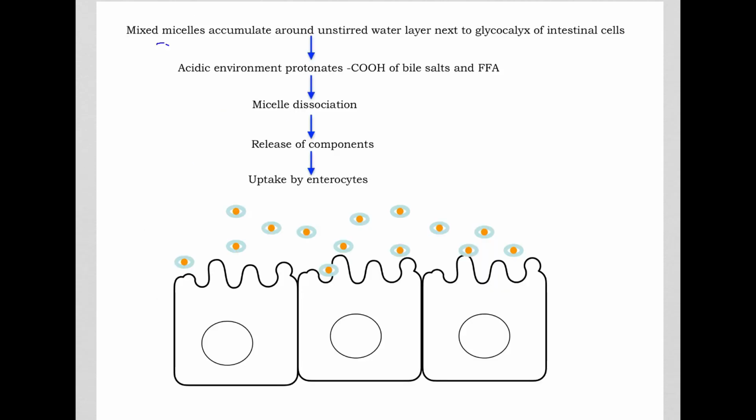So these mixed micelles will now start accumulating around the glycocalyx. Just close to the glycocalyx, there is a water layer that is attached to the glycocalyx. This is an unstirred water layer, so there is not much movement around here. And so they'll be very close to the intestinal cells. Now this area here is acidic. This glycocalyx area, as we mentioned in an earlier video, is acidic.